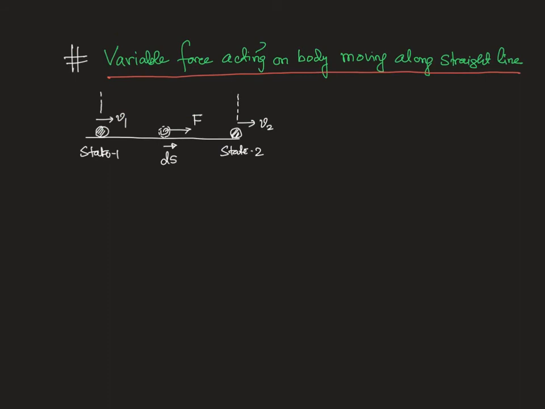Now we will consider a variable force acting on a body moving along a straight line. At state 1 the velocity of the body is v1, and at state 2 the velocity is v2, and the force acting is F. F changes; it acts along the straight line, one-dimensional, but it varies. In a small displacement ds, the work done is F ds. So the total work done is the integration of F ds from state 1 to state 2.